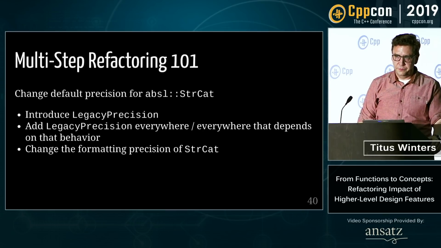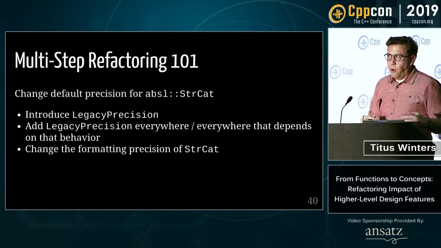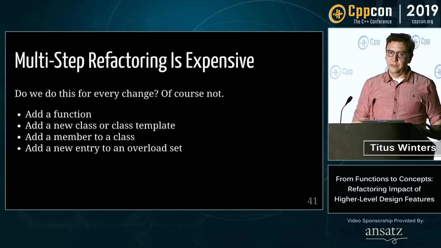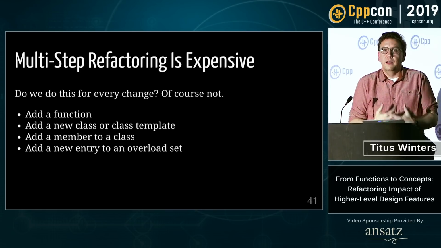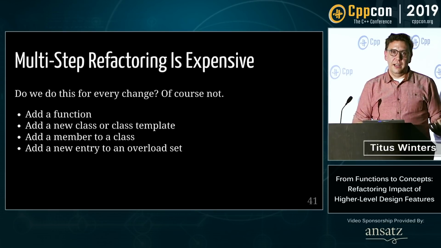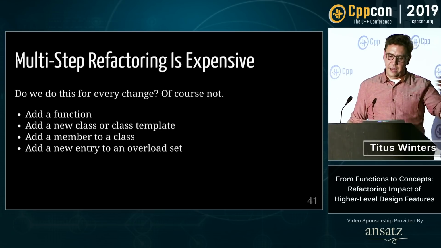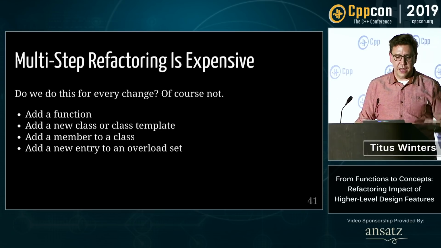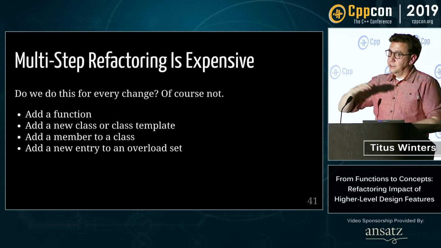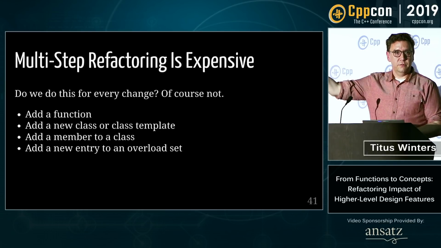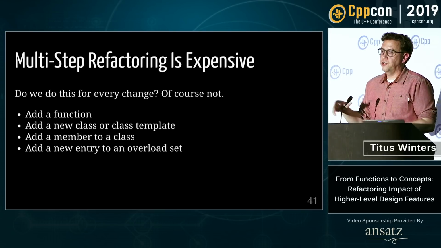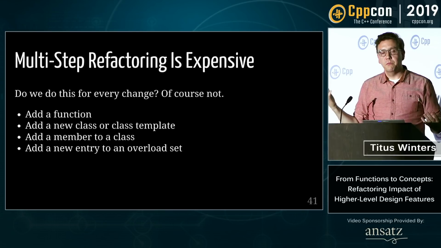Does that make sense? Of course, we don't rely on this all of the time because multi-step refactoring is expensive. And most things don't require this, right? Most of the changes that you are used to are perfectly fine, right? You can add a new function, you can add a new class, you can add a member to a class, you can add a new entry to an overload set. There are a lot of things, even on higher level structures in our catalog of design structures, that you can change that are cheap and easy, most of the time.